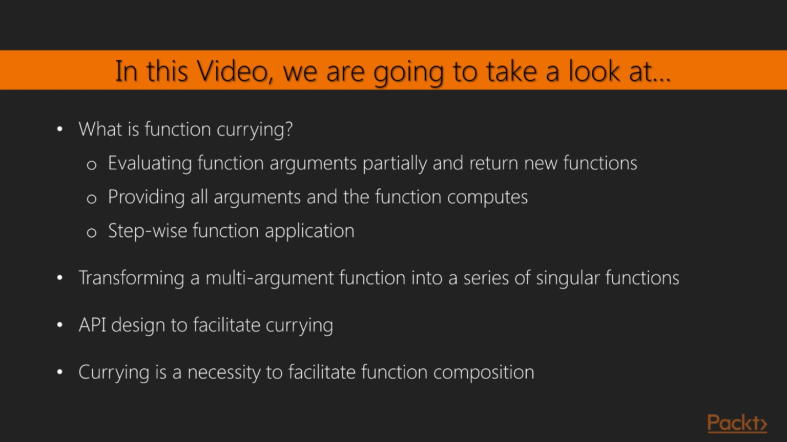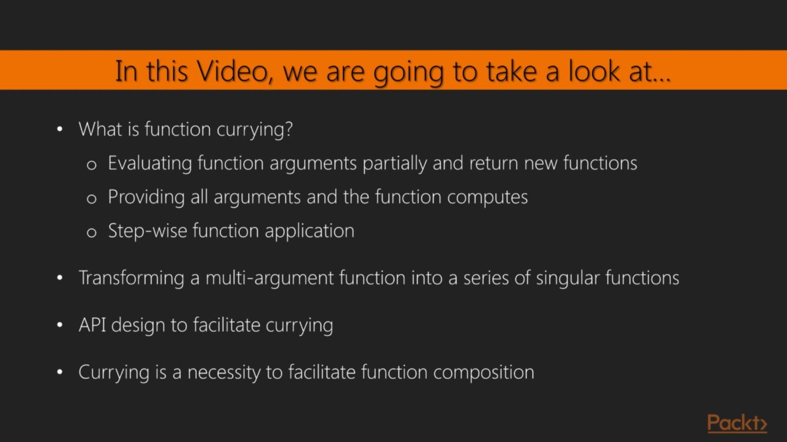Let's begin with what function currying is. It's a way to evaluate function arguments partially and return new functions. I hope that's ringing a bell by now. Once you provide all of the arguments to a function, then the function actually computes. That's very similar in many ways to what partial is, except that the difference is that currying transforms a multi-argument function into a stepwise series of singular functions.